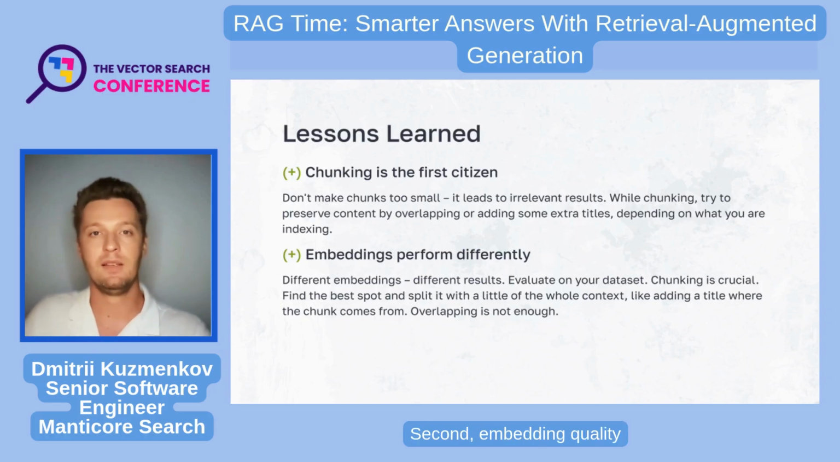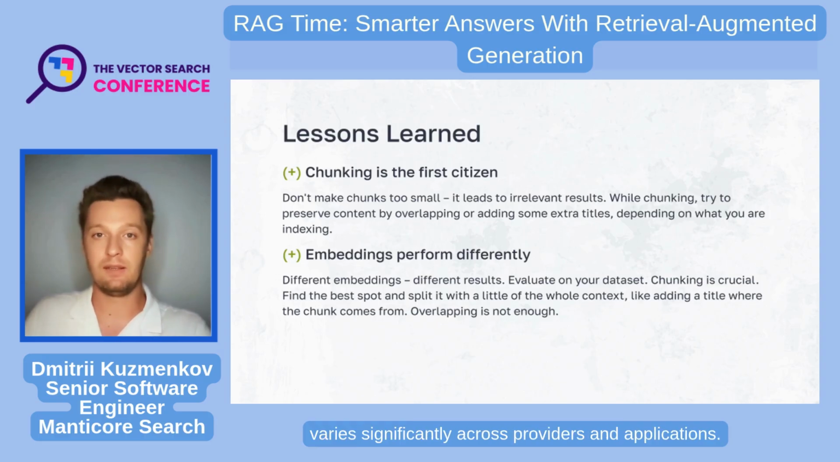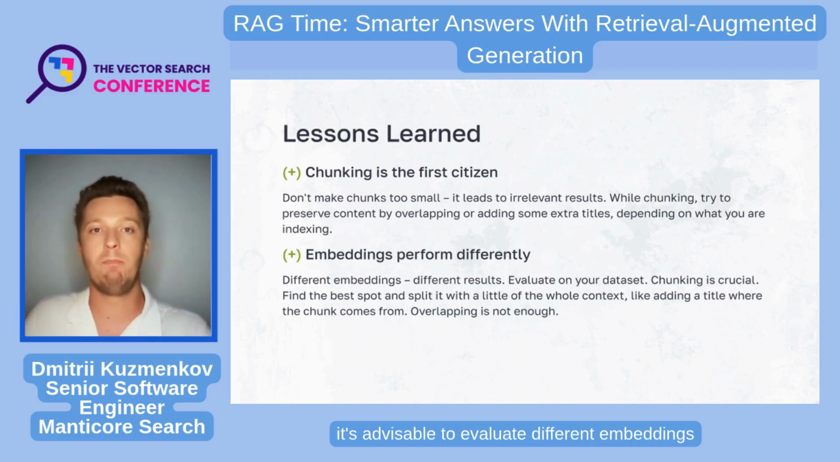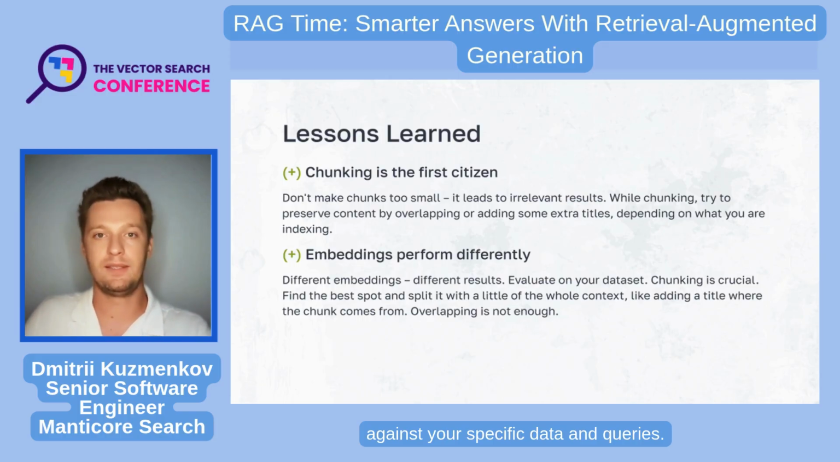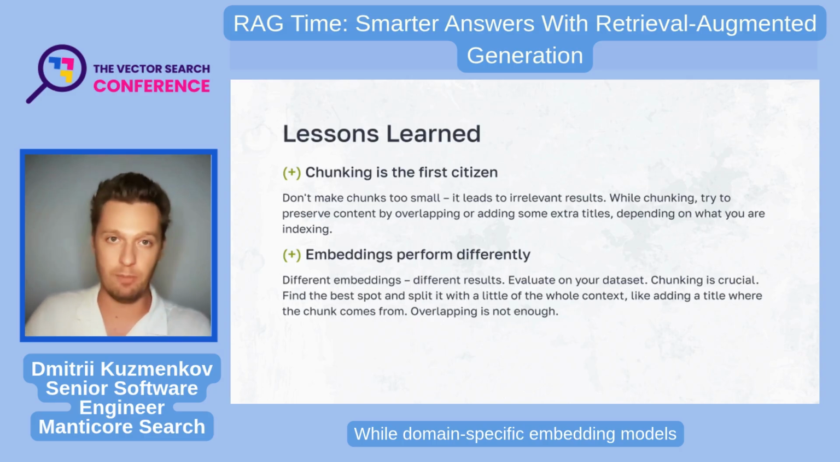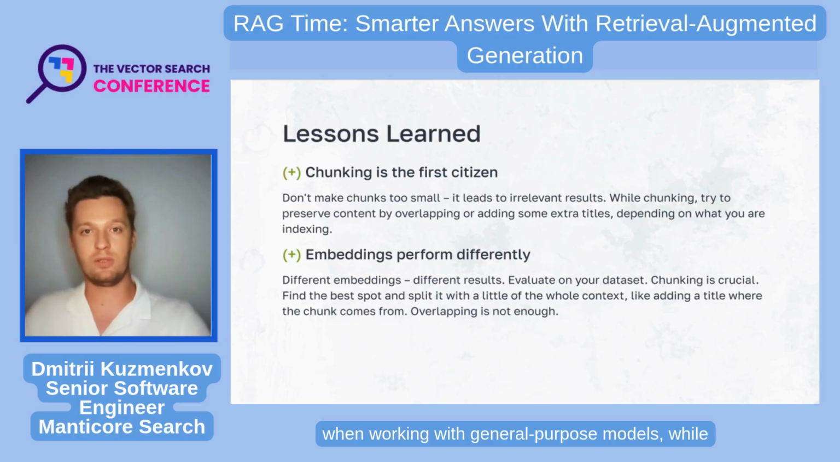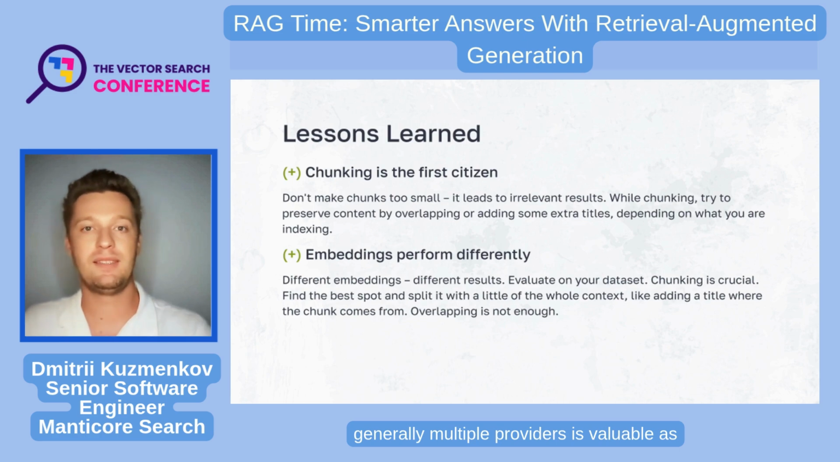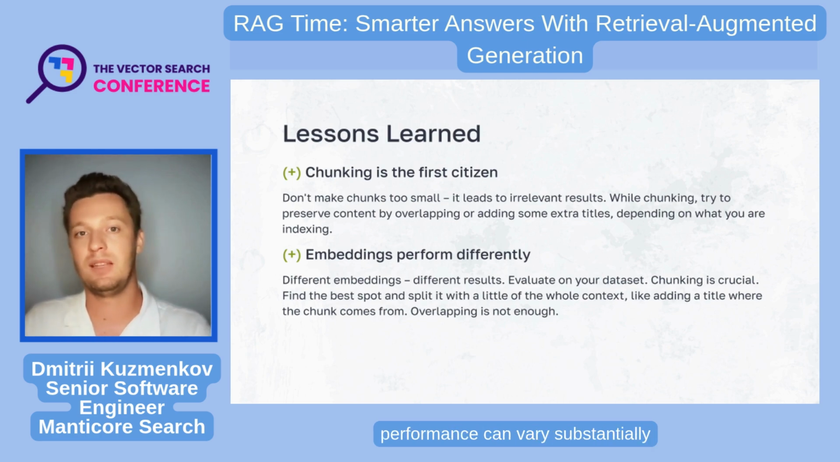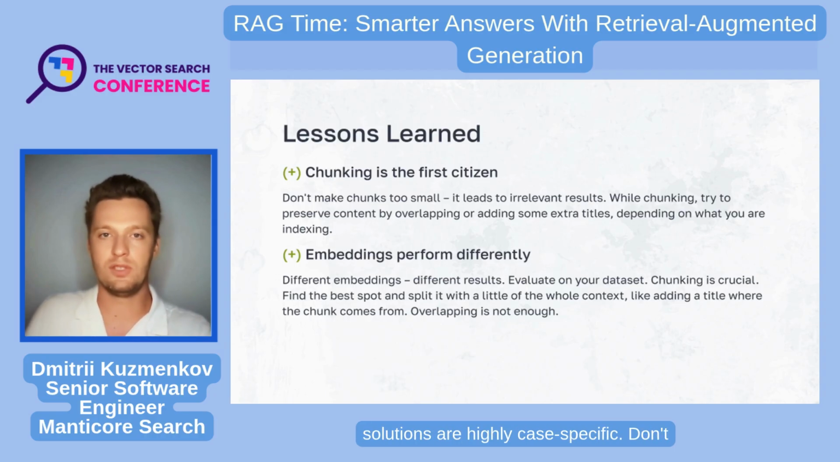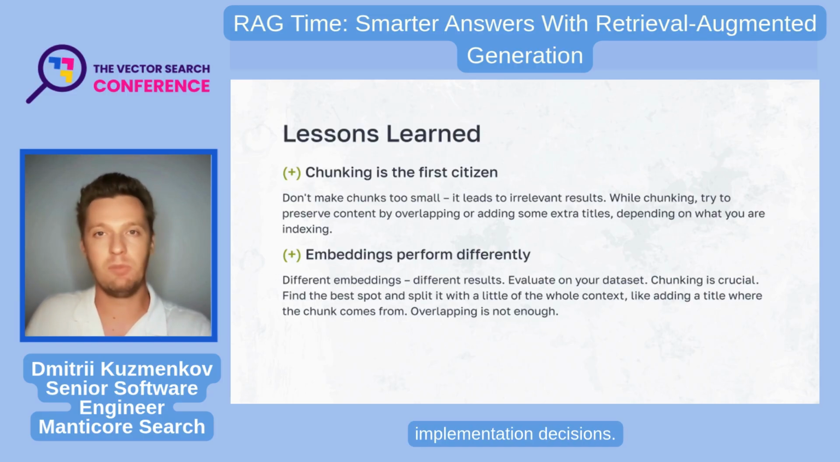meaning. Second, embedding quality varies significantly across providers and applications. Rather than defaulting to popular options, it's advisable to evaluate different embeddings against your specific data and queries. While domain-specific embedding models generally deliver superior results, even when working with general-purpose models, testing multiple providers is valuable, as performance can vary substantially across different datasets. The key takeaway is that optimal solutions are highly case-specific. Don't hesitate to conduct thorough testing before making implementation decisions.